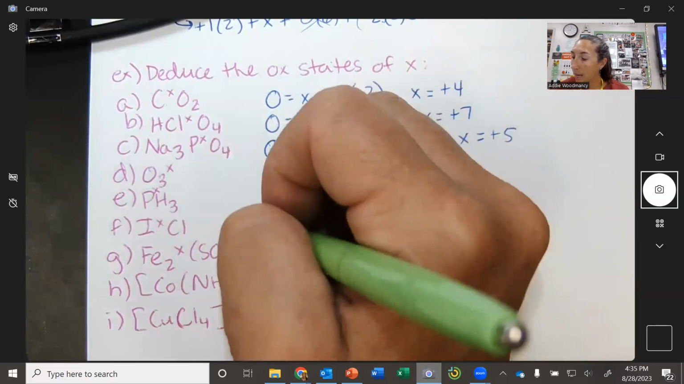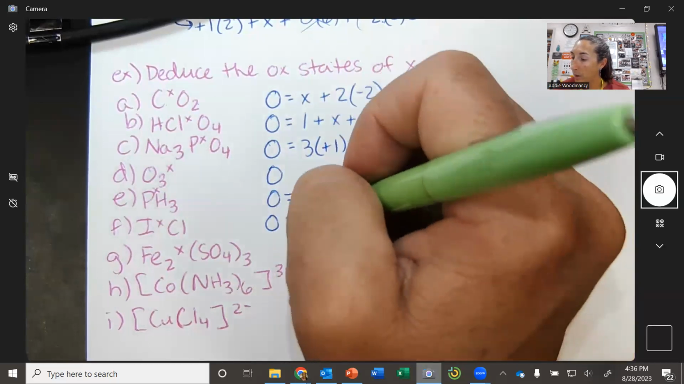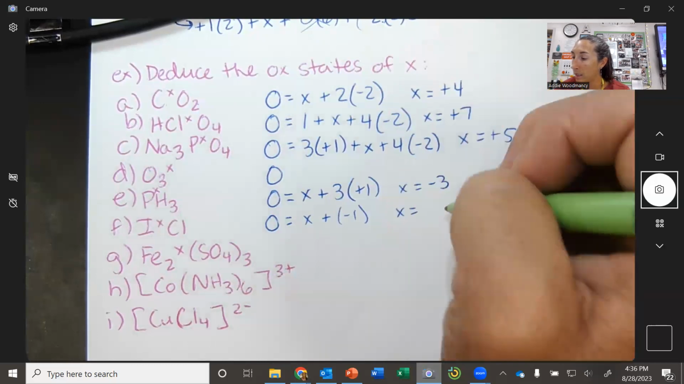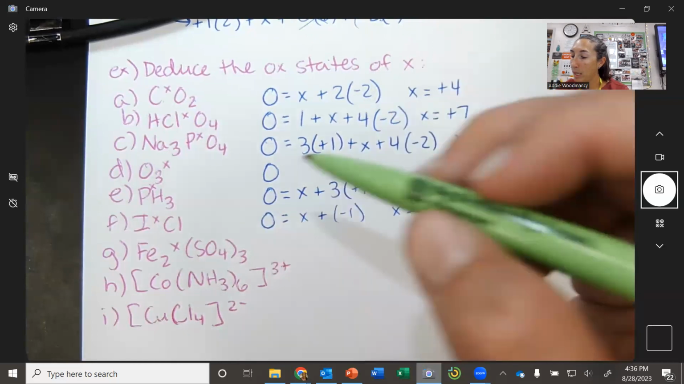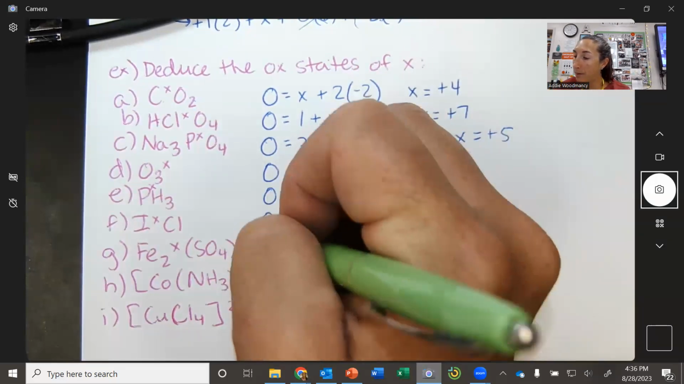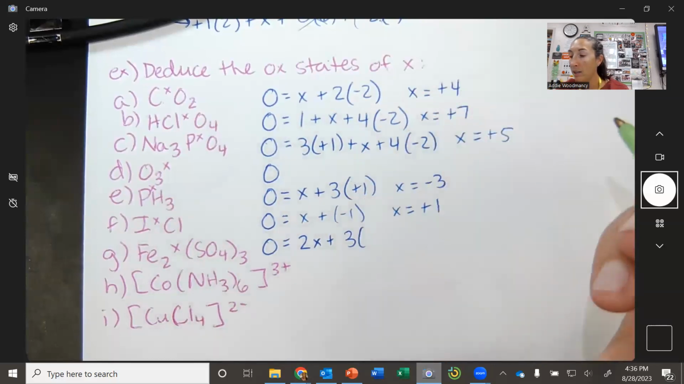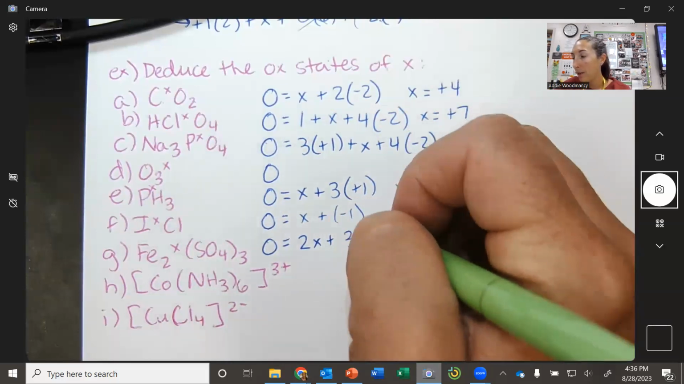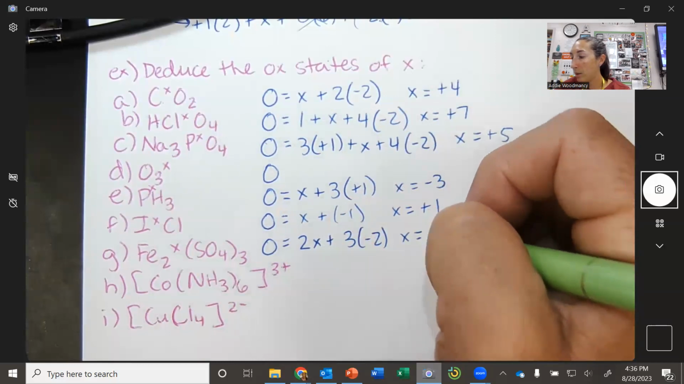Another neutral compound in F, set it equal to 0. X, we don't know. Chlorine is -1, so therefore X is going to need to be +1. G, another neutral compound, 2 irons, 3 sulfate ions, which the oxidation number and the charge for polyatomic ions are the same, -2. So that means that this has got to be +3.